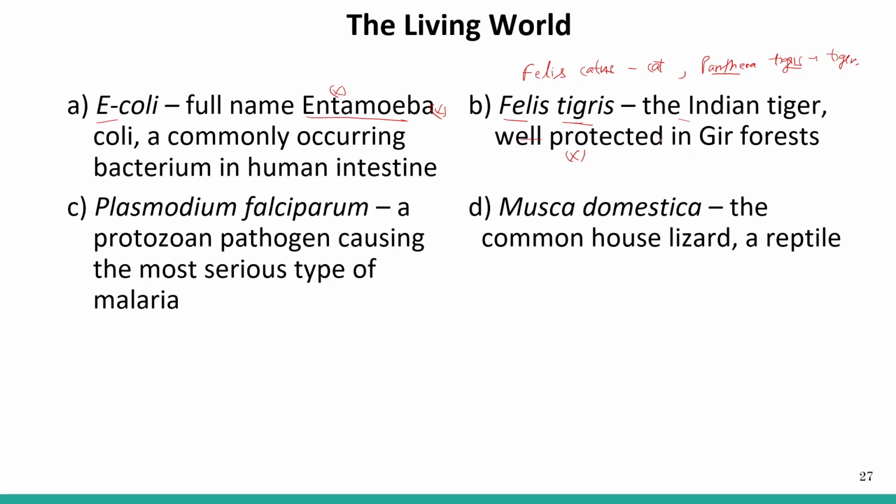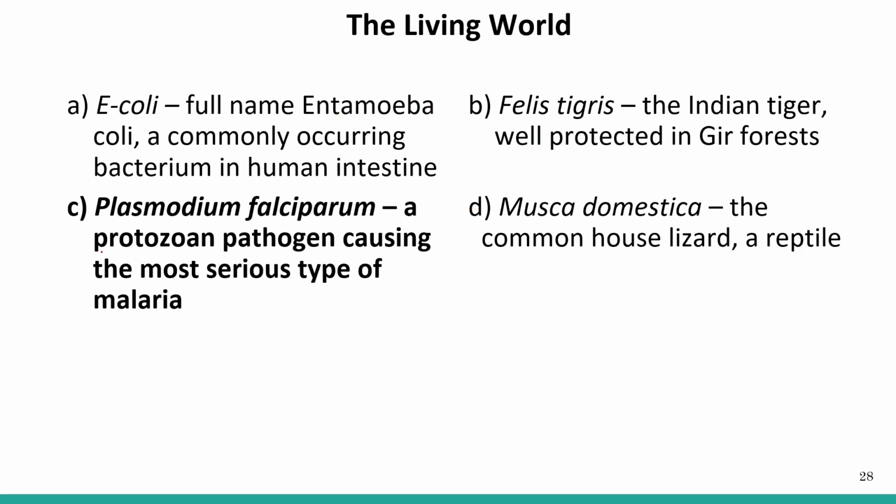So what is the correct answer? Now option C is Plasmodium falciparum, a protozoan pathogen causing the most serious type of malaria. So this is true. And let's discuss option D, Musca domestica, the common house lizard. This is false because Musca domestica is a common house fly. It is not a reptile. So what is the answer? This option C is the correct answer. Plasmodium falciparum is a protozoan pathogen causing the most serious type of malaria.